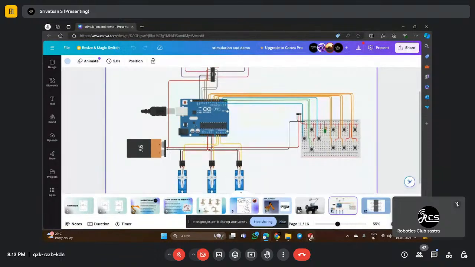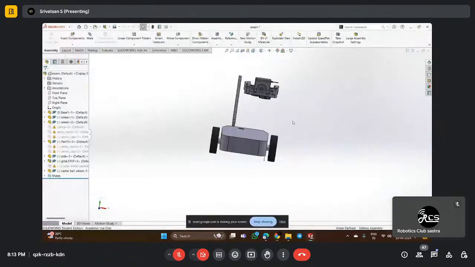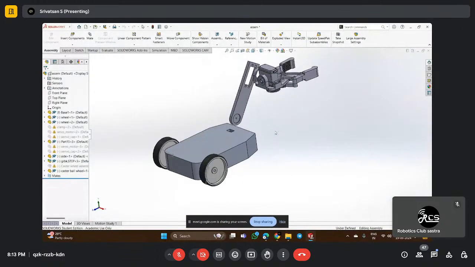Now let me explain with the 3D CAD model. The first motor, which is from the left of the circuit diagram, is used for the movement of this connecting rod, and then the second motor, which is connected in between the connecting rod and the gripper setup, is used for the offset movement of the gripper, right? Hope you all have understood. And the third motor which is presented here is for the opening and closing of the gripper.